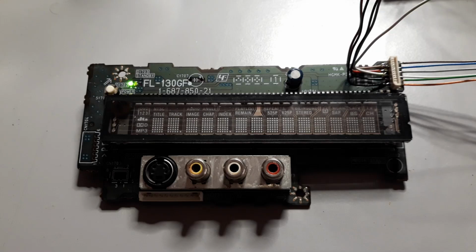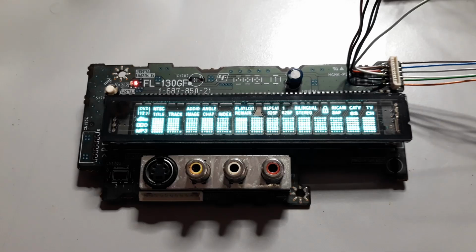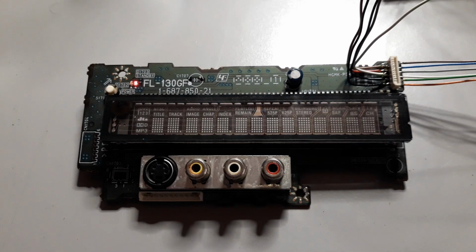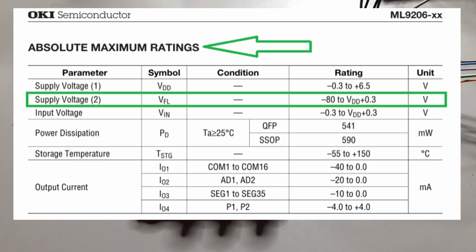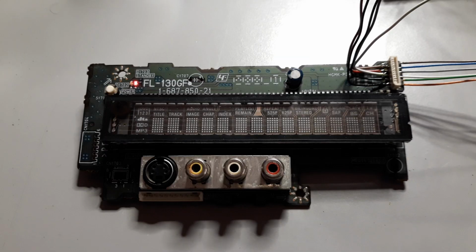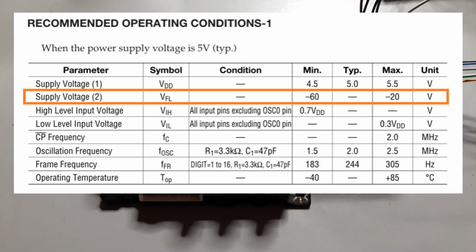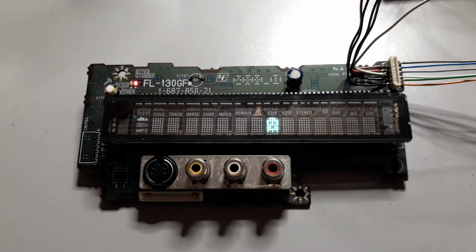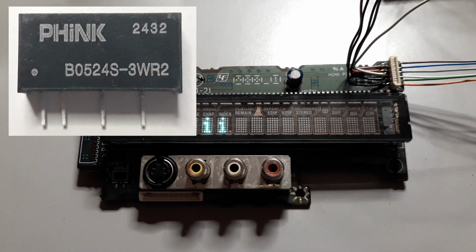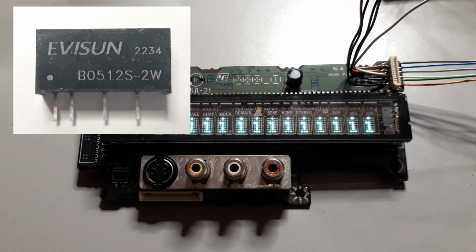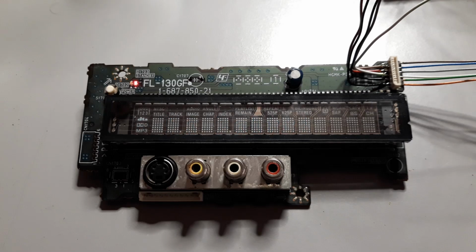The power supply for the segments and the grids is up to a maximum of minus 80 volts. They recommend a value lower than minus 20 volts. In our setup, we use two DC-DC converters, one from plus 5 volts to plus 24 and another from plus 5 volts to plus 12 volts, in series to get minus 36 volts DC.